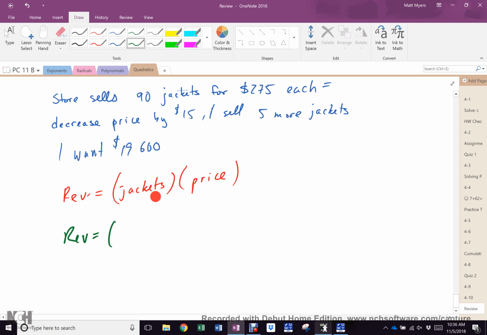So how would I write that as a math equation? Jackets, J plus 5. I will sell 5 more jackets if I do what to the price? Price minus what? Is everybody cool with that? That looks a little weird though, doesn't it? Does that look quadratic-y? It doesn't? Tell me what, Damaris, tell me what about that looks quadratic-y.